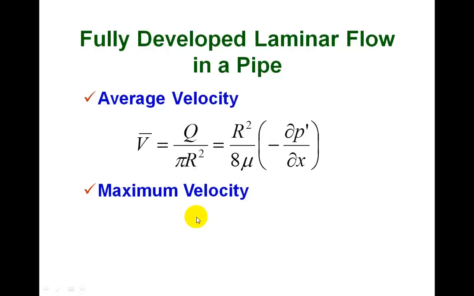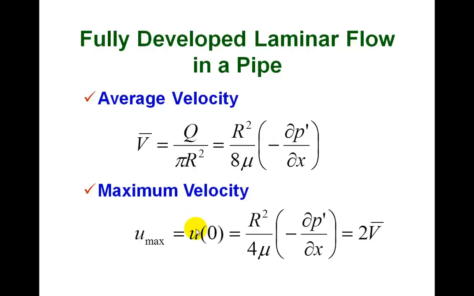Then the maximum velocity is taken simply by evaluating the velocity profile at r equals 0. That turns out to be radius squared over 4 mu times the negative pressure gradient, and so we see that this is simply twice the average velocity, so that's a very convenient constant to memorize. And again, this is for circular pipe flow.